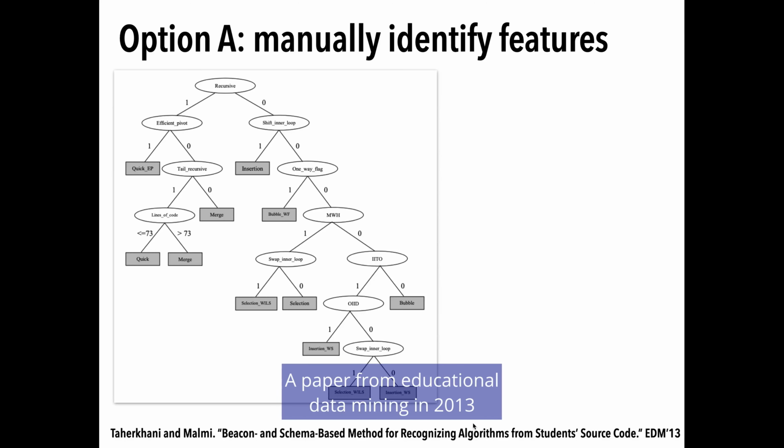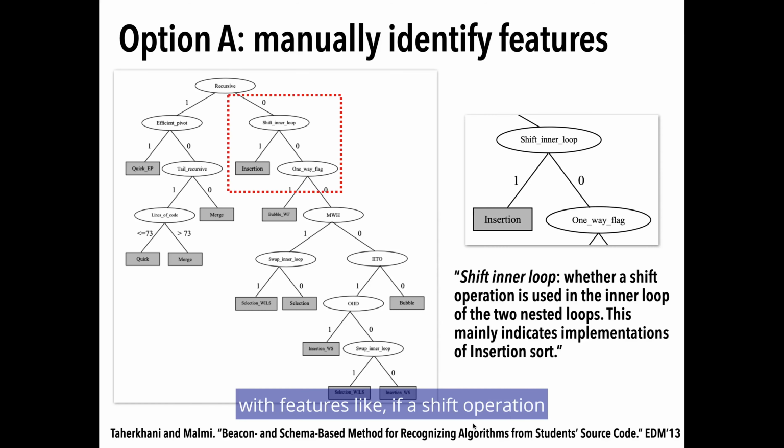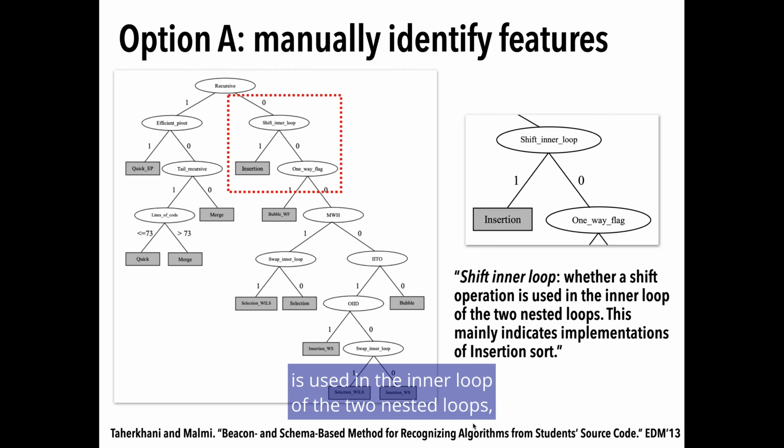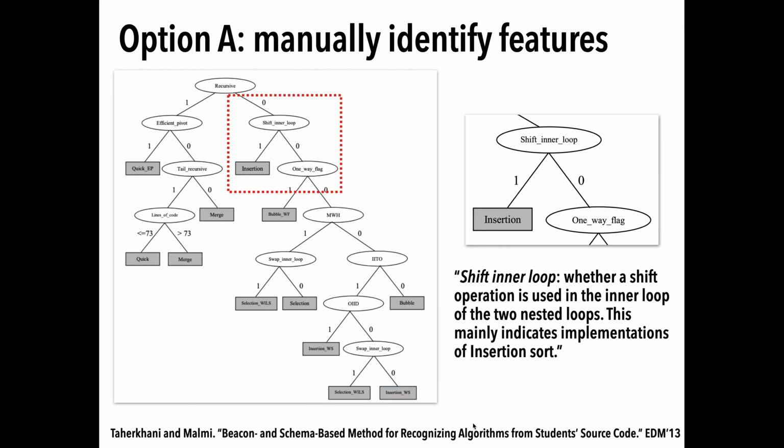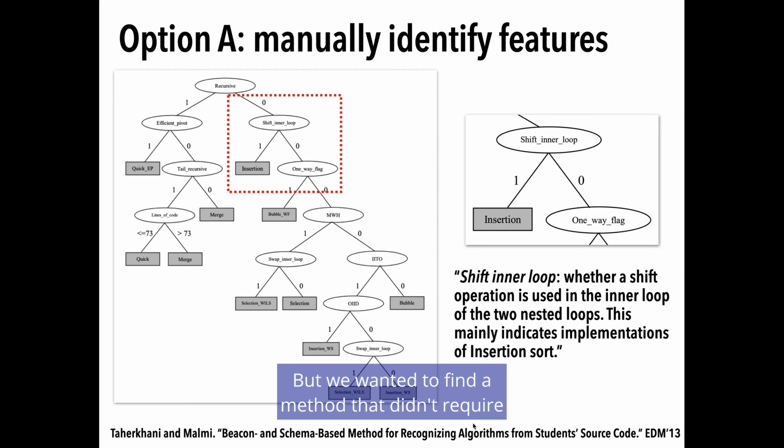A paper from Educational Data Mining in 2013 used handcrafted features to identify which sorting algorithm a student's program was implementing. So they made this decision tree on the left with features like, if a shift operation is used in the inner loop of the 2 nested loops, then it's an insertion sort. But we wanted to find a method that didn't require manually identifying features for every new problem. That is a lot of work in and of itself, and features can be hard to express in a formal way.